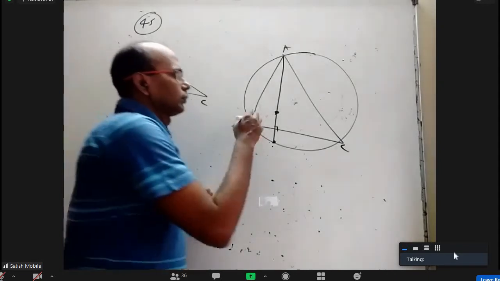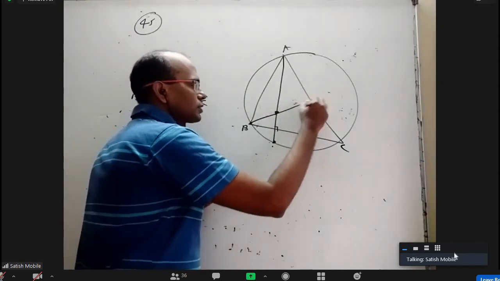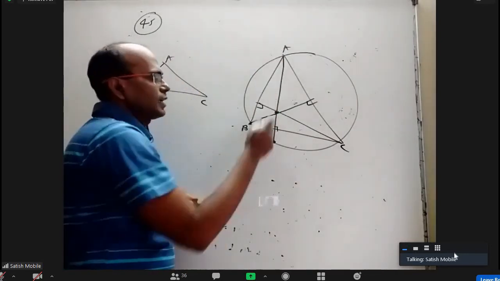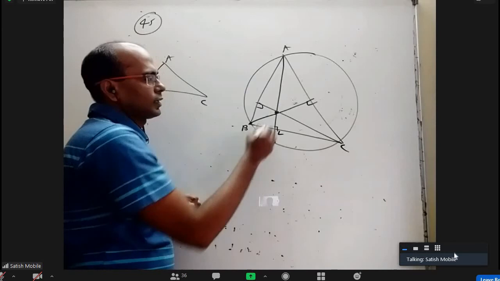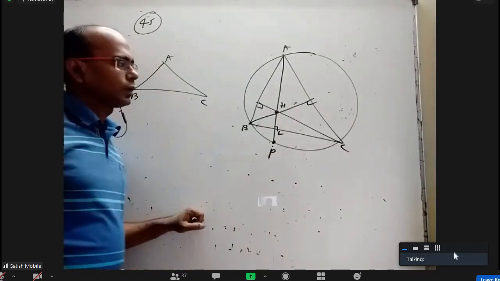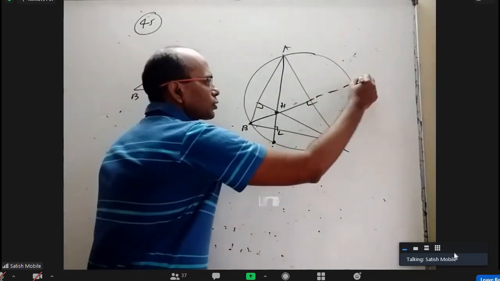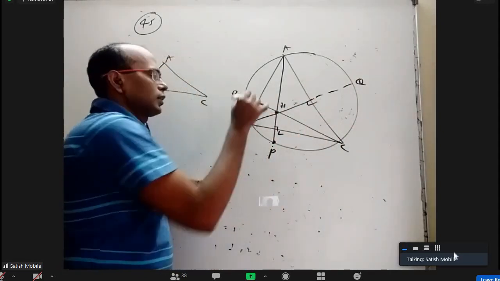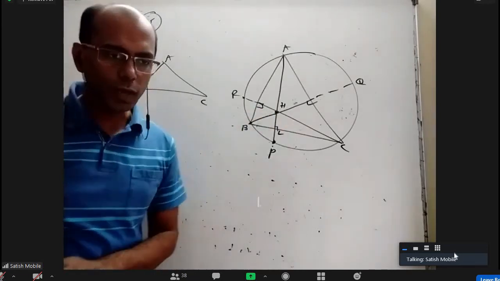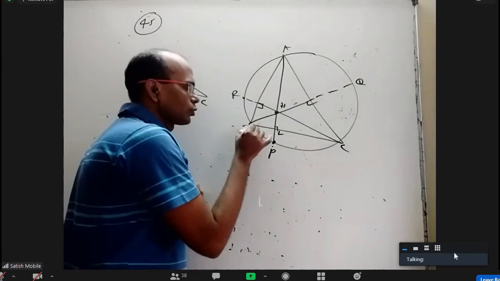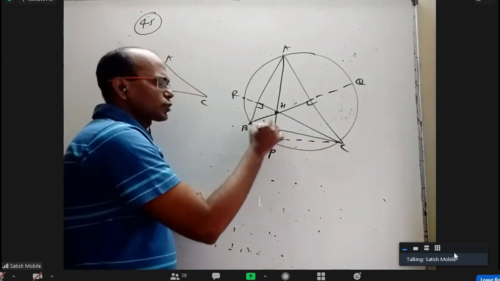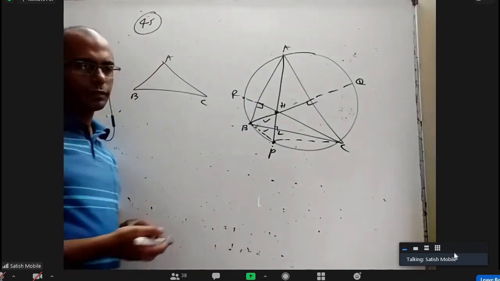How? This is one altitude, this is another altitude, this is another altitude. This is AL extended. Let's say this is H and this is AP. In fact, I can extend this and call it Q, and extend this and call it R. H and P are images of each other with respect to BC. How is that? We join this P and this P. If I can prove these two are congruent triangles, my job is done.